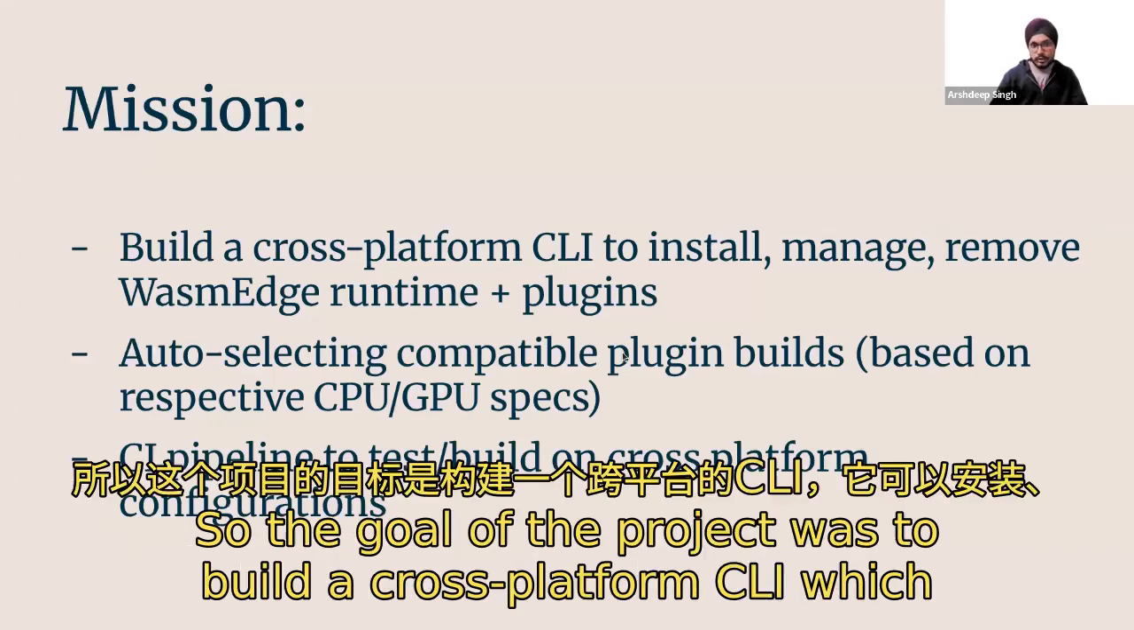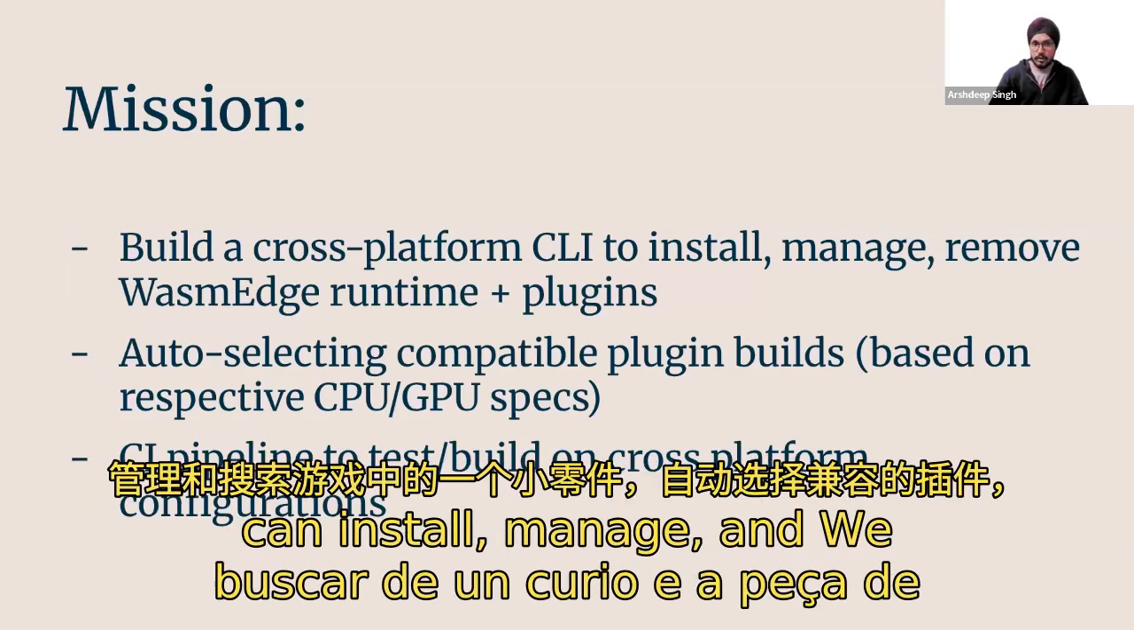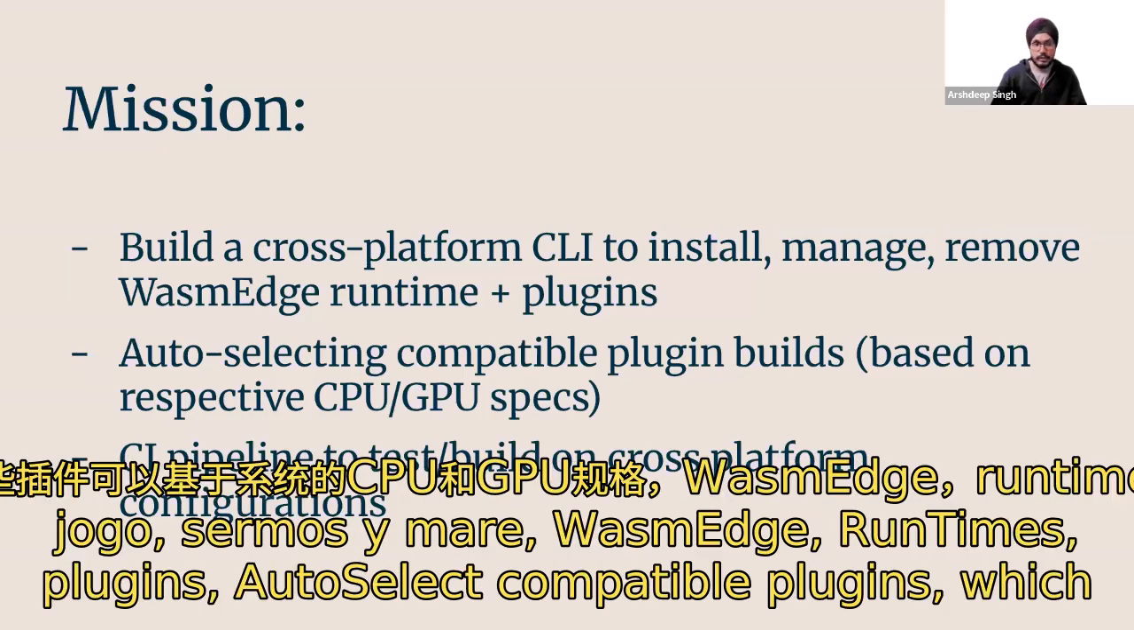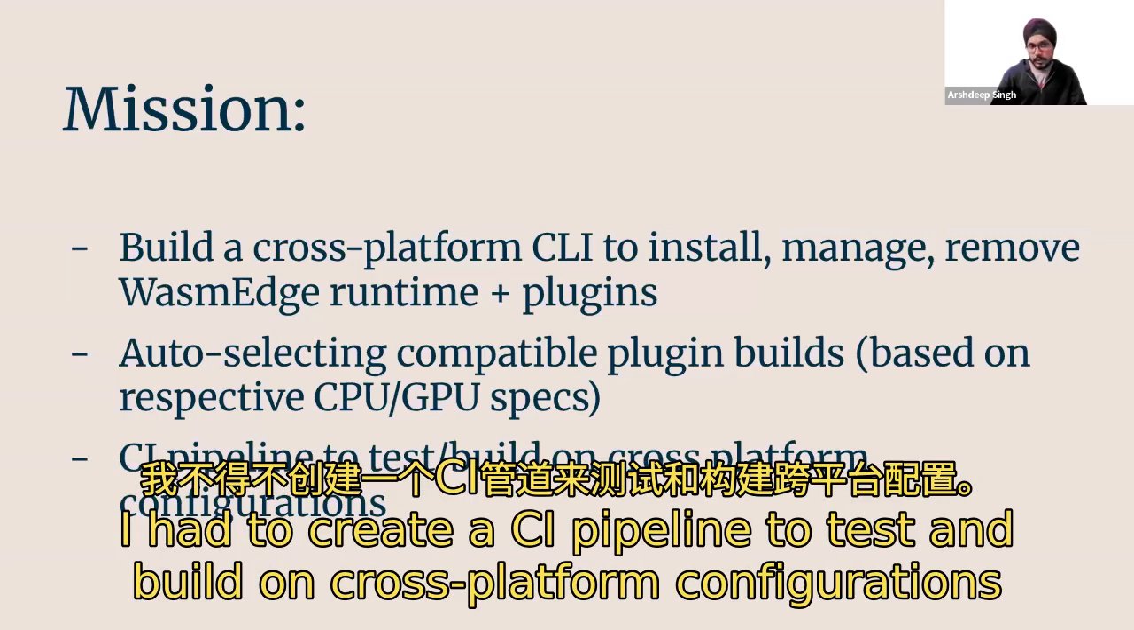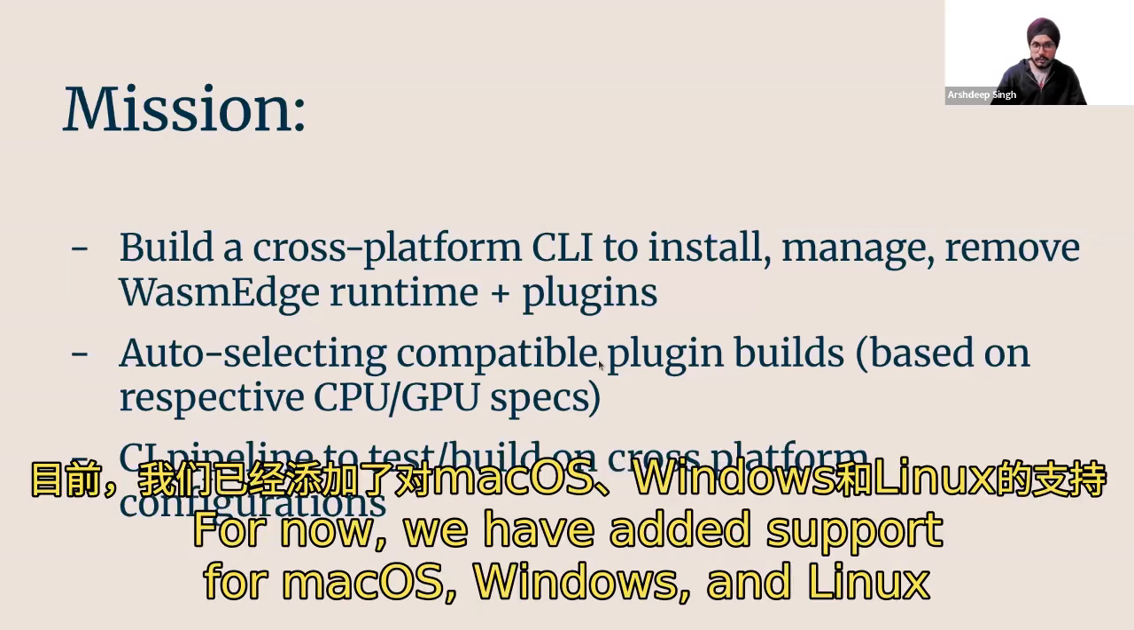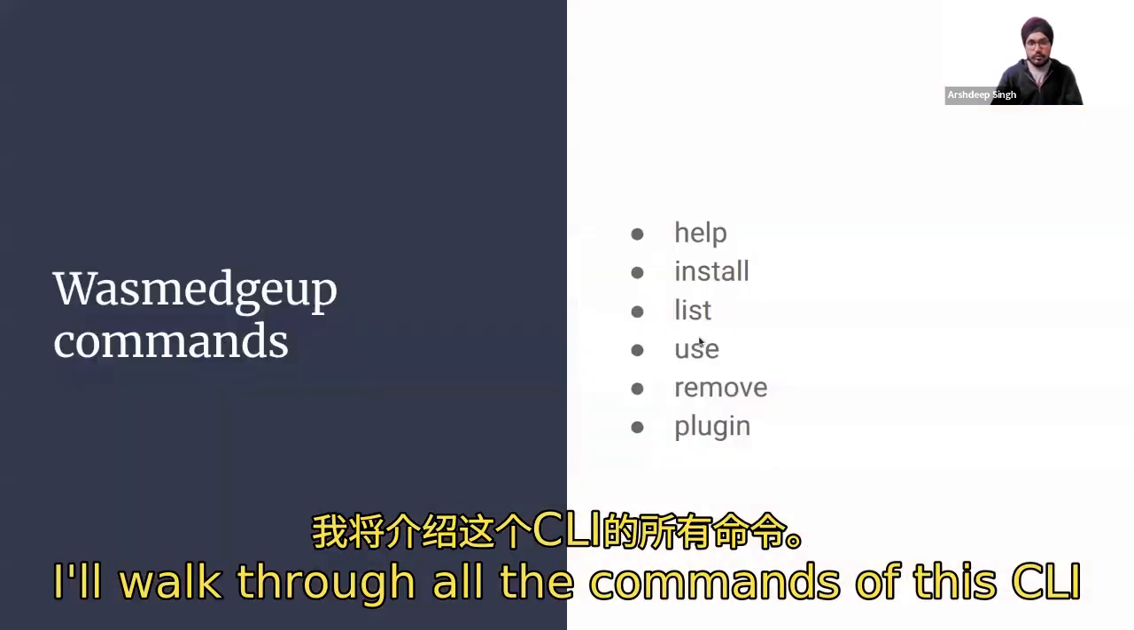What was the mission of the project? So, the goal of the project was to build a cross-platform CLI, which can install, manage, and remove the WasmEdge runtimes and plugins. Also, it can auto-select compatible plugin builds, based on the CPU and GPU specs of the system. And I had to create a CI pipeline to test and build on cross-platform configurations. For now, we have added support for macOS, Windows, and Linux, of course. I'll walk through all the commands of this CLI.